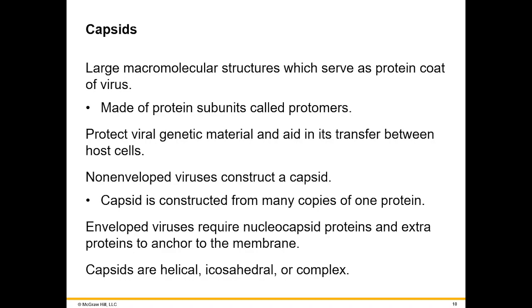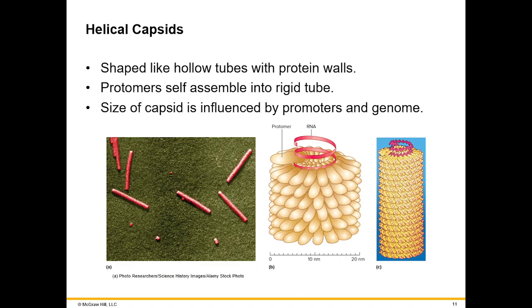So enveloped viruses require nucleocapsid proteins and extra proteins to anchor to the membrane. Just like your SARS-CoV virus, which is an enveloped virus, they have spike proteins in their membrane that allow them to anchor themselves and integrate themselves into the cells. So the capsids are helical, icosahedral, or can be complex structures. The helical capsids are shaped like hollow tubes with protein walls. So the protomers self-assemble into a rigid tube. The size of a capsid is influenced by the protomers and, of course, the viral genome structure.